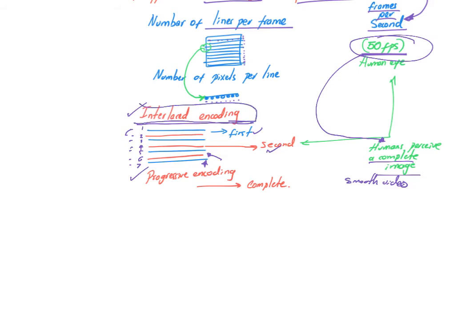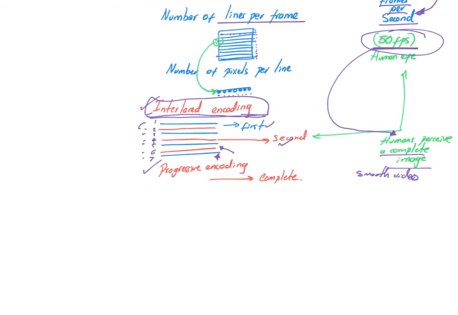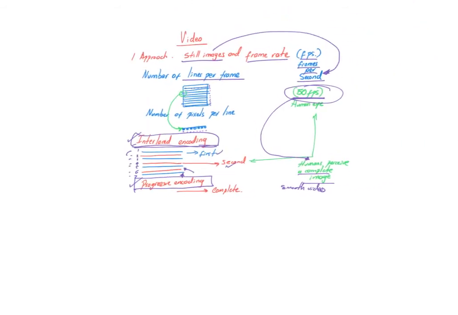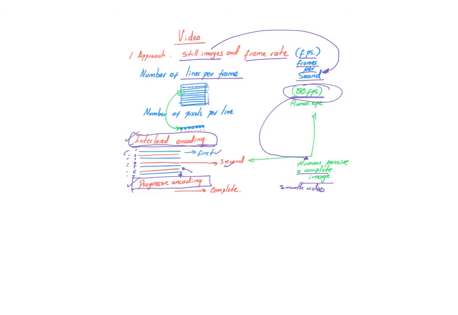But nowadays, since we have improved our technologies, we can use the complete image and send the complete image to the screen, and that is called progressive encoding. All right, those are the two differences that you need to have in mind, and that's what you need to know about video in general terms.